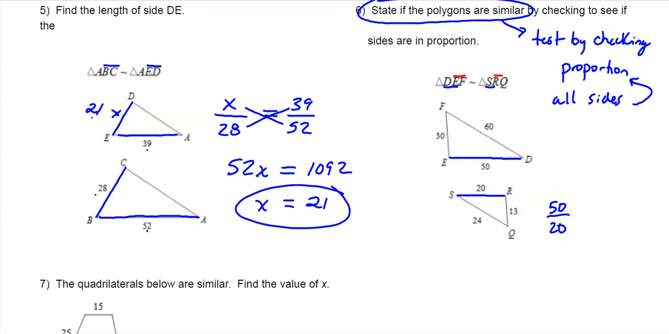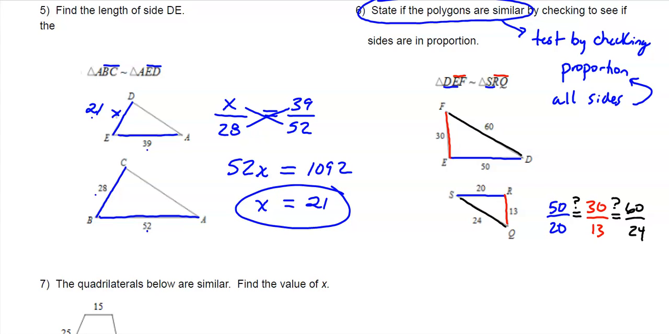Then I got FE and RQ, so I need to check FE to RQ. That's not O, that's Q, my bad. Over 13. And then I need to check the one that's left. I need to check the 60 over 24. And I'm asking myself, are these guys equal? When there's 2 of them, you can just check the cross products. When there's 3 of them, you could just divide. There's different ways to do it.